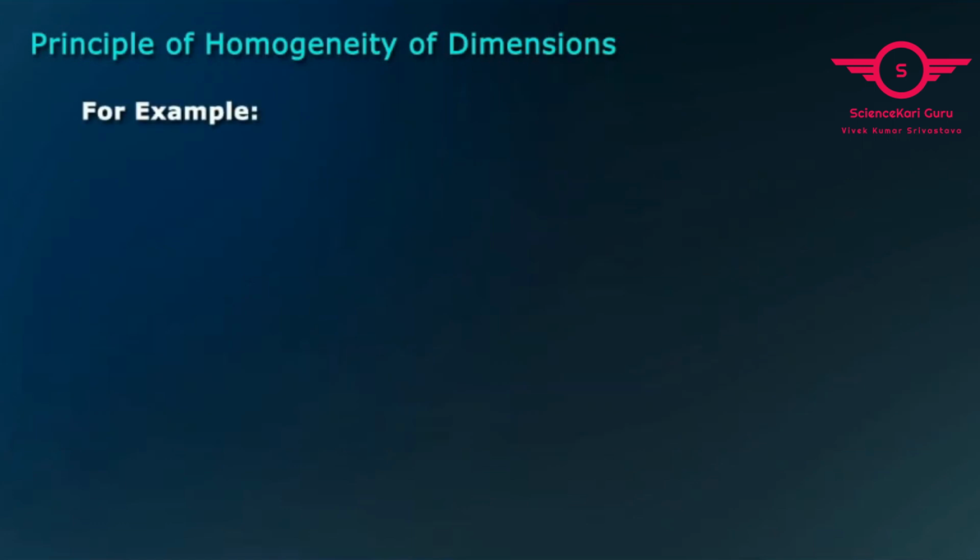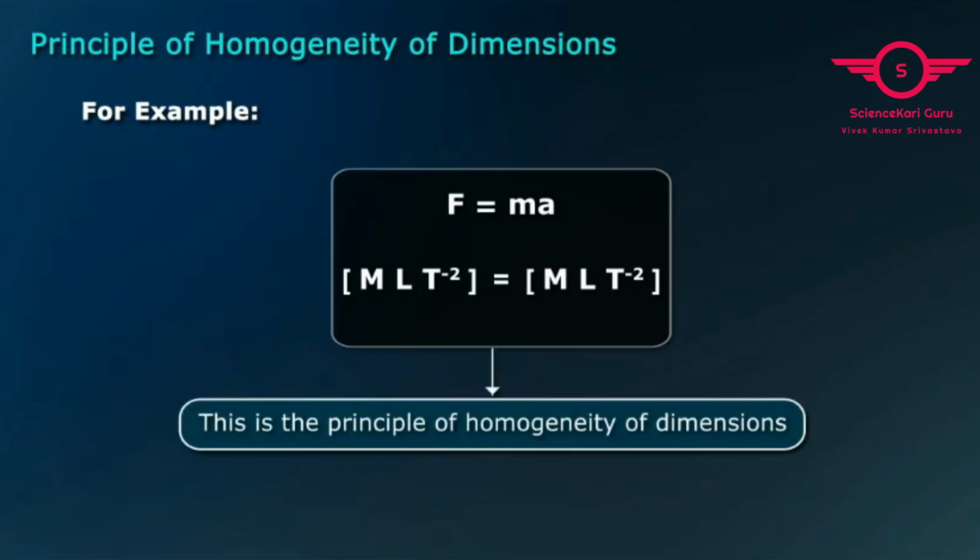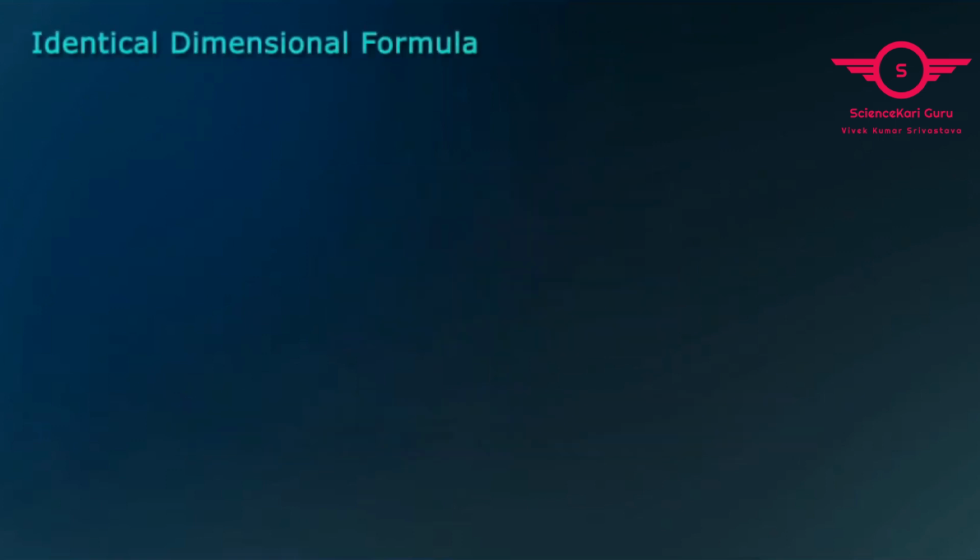For example, take the equation F is equal to MA. Writing in the dimensional form, we get the dimensions for M, L and T as both sides are equal as MLT power minus 2. This is the principle of homogeneity of dimensions.